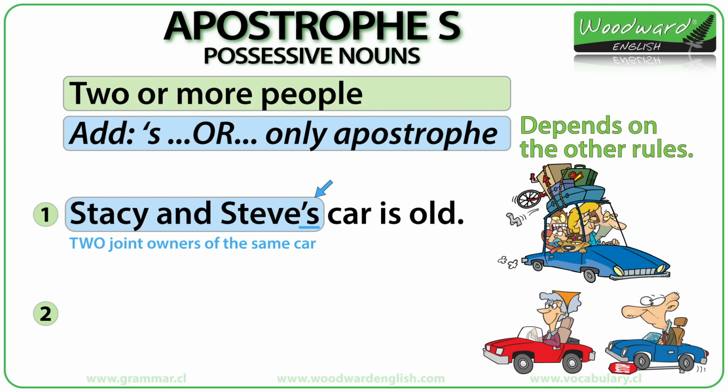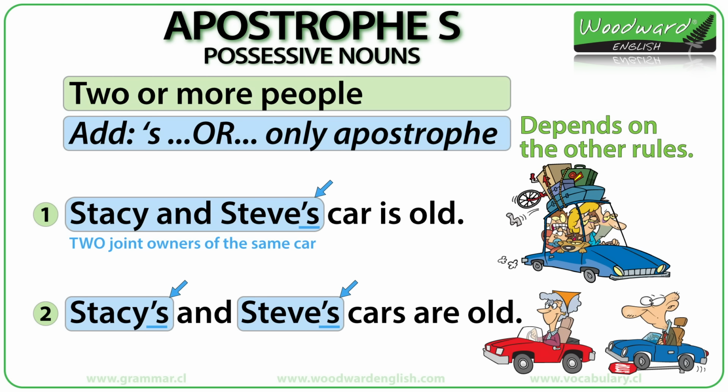But what happens if each person owns a car? Both Stacy owns a car and Steve owns a car, and both cars are old. In this situation, we add apostrophe S to both names. Stacy's and Steve's cars are old. This way, we see there are two owners of two different cars. Notice how the verb is in the plural form because we're talking about more than one car.